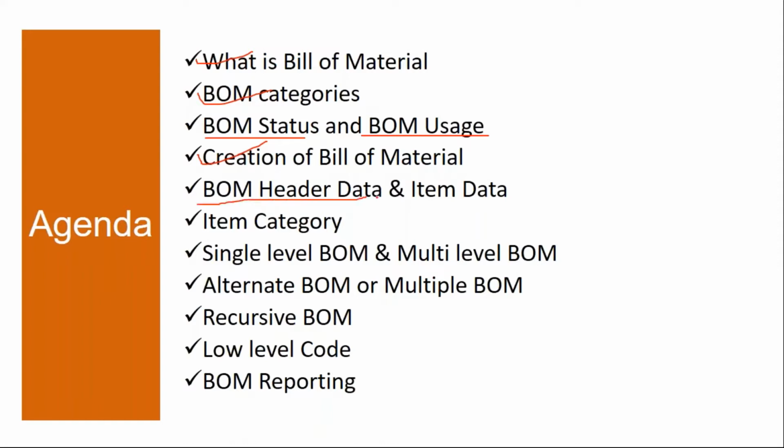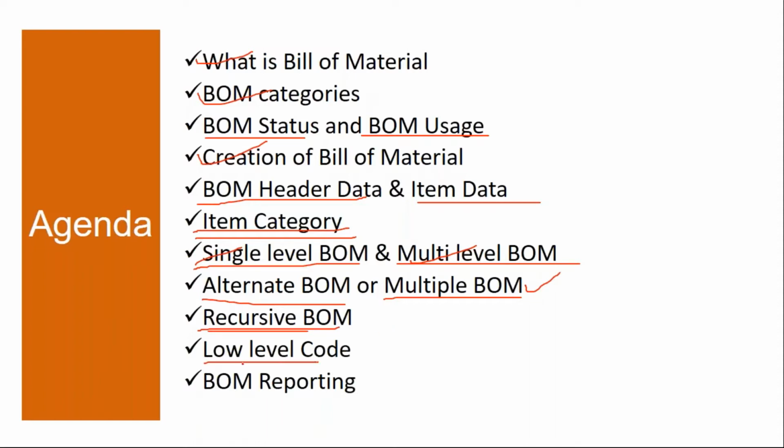Then we will understand BOM header data and BOM item data. Then item category: what is item category and what is its importance? Then we will see single level BOM and multi-level BOM. What is single level BOM and what is multi-level BOM? Then we will understand what is alternate BOM or multiple BOM, and why we need to create alternate BOMs or multiple BOMs. Then we will understand recursive BOM: what is recursive BOM and why is it used? Then low level code: what is low level code and why is it used? And BOM reporting, some of the important reports in the bill of material.